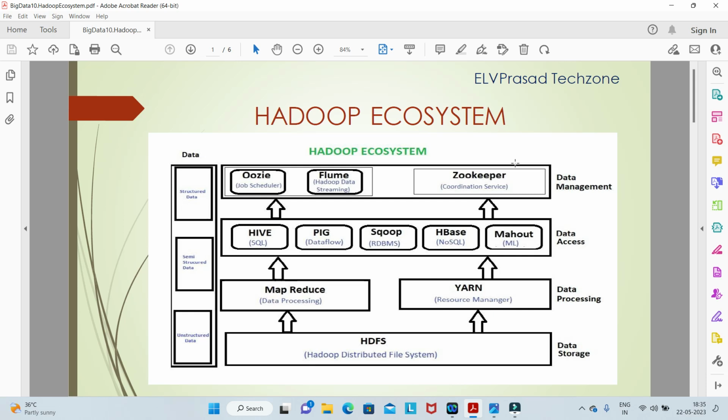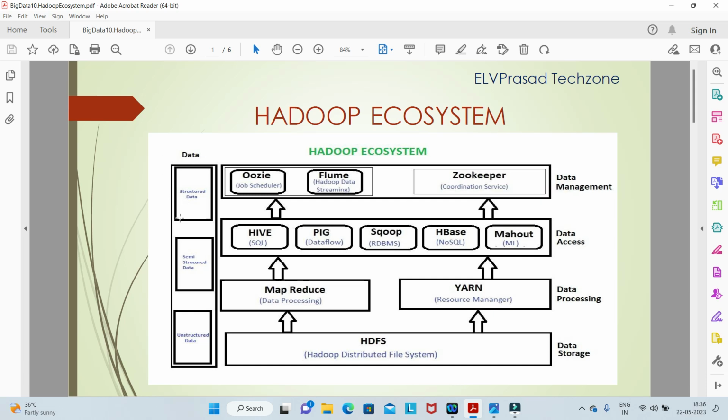In Hadoop ecosystem, we have the various components like HDFS, MapReduce, Yarn. MapReduce is the data processing, and Yarn is the resource manager. Hive will process the SQL kind of data, and Pig is for data flow. Scoop we can use for the RDBMS data processing, and for NoSQL data processing we use HBase. For machine learning purposes we use Mahout, and Oozie is the job scheduler. Flume is for the real-time data streaming, and Zookeeper is the coordination service in the Hadoop ecosystem.